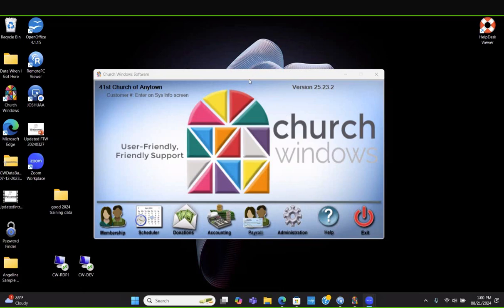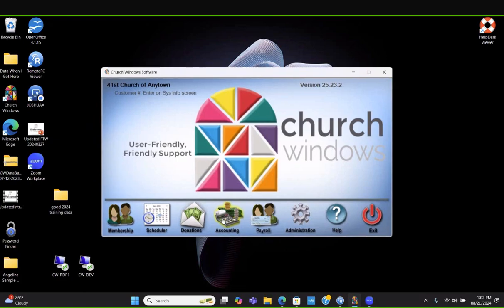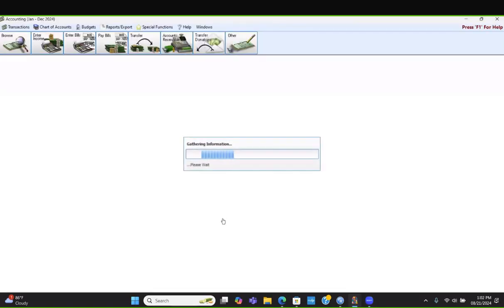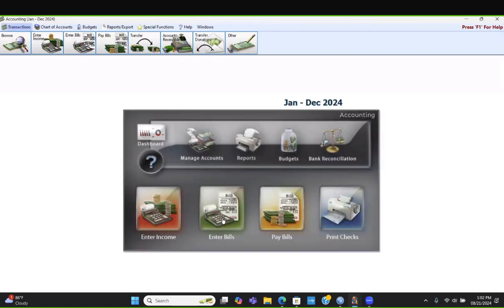We're here to talk about accounting, journal entry, and transfer transactions, or transfers and journal entry transactions. That's going to be the order that we're going to discuss these in Church Windows Accounting. So let's go ahead and launch into accounting here and talk about transfers and journal entry transactions, two of the probably most important transaction types in the software.